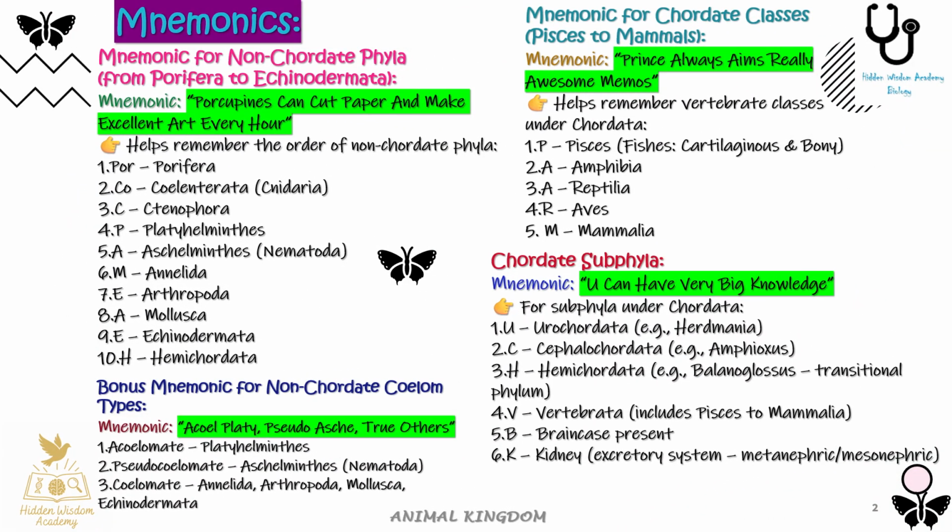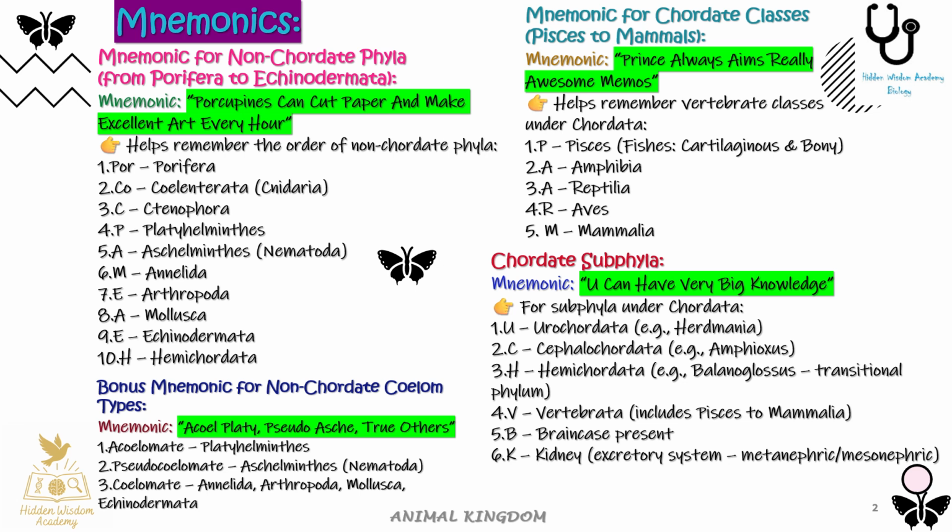Now let's dive into the animal kingdom with easy mnemonics to remember everything from non-chordates to chordates. Let's start with non-chordate phyla. Just remember: Porcupines can cut paper and make excellent art every hour. That stands for Porifera, Coelenterata or Cnidaria, Ctenophora, Platyhelminthes, Aschelminthes also called Nematoda, Annelida, Arthropoda, Mollusca, Echinodermata, and Hemichordata.